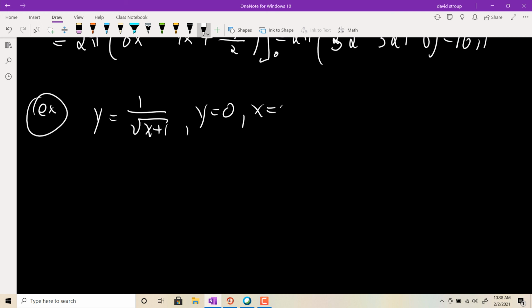Okay. So our region is given by y equals 1 over square root of x plus 1, y equals 0, x equals 0, and x equals 4. And I want to do an x-axis rotation. Okay. So get the region.